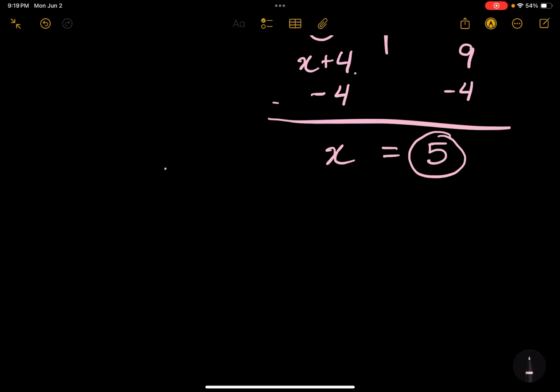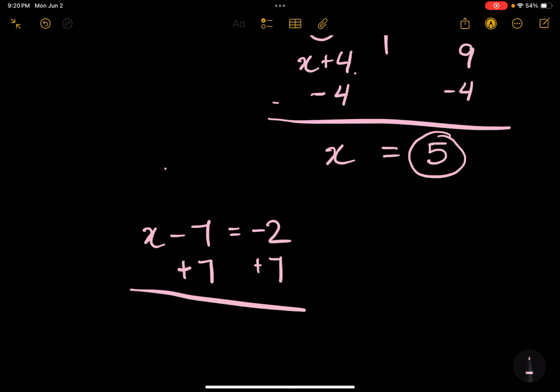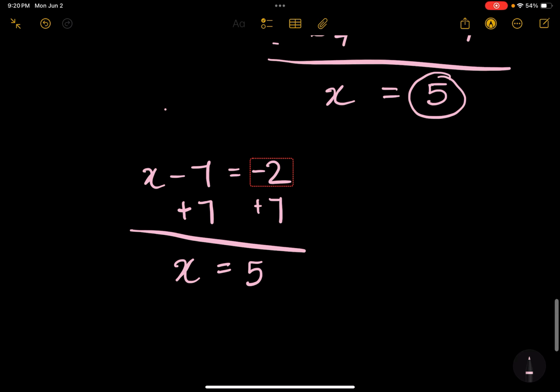Let's do another example. Let's say we have x minus 7 is equal to negative 2. To solve this, you have to do the inverse of this negative 7 to get the x variable all by itself. The opposite of negative 7 is to add 7 on both sides, and this gives us x is equal to a positive 5.